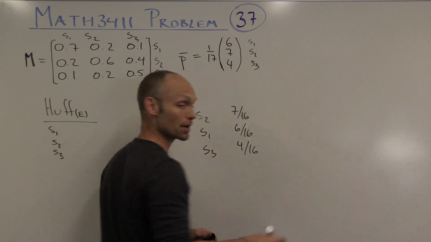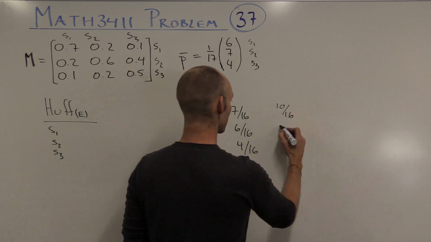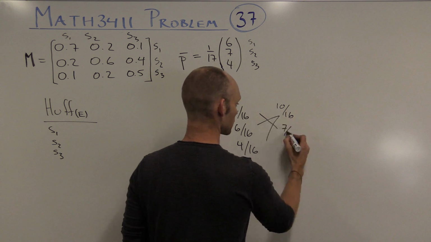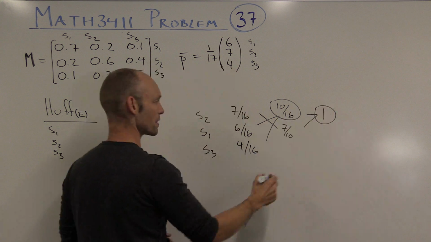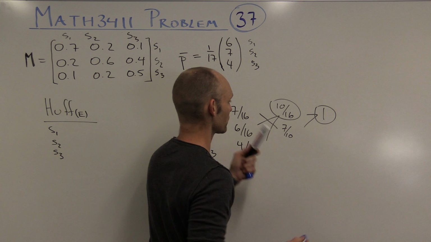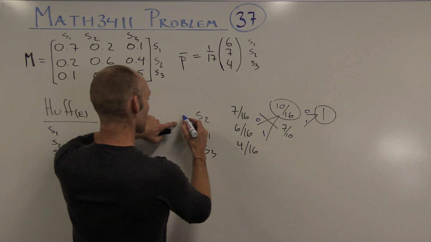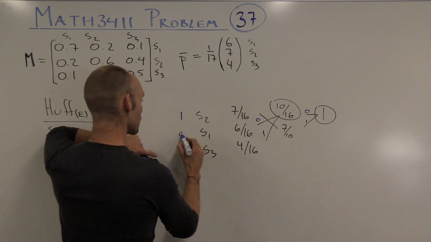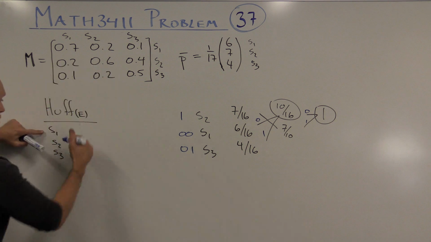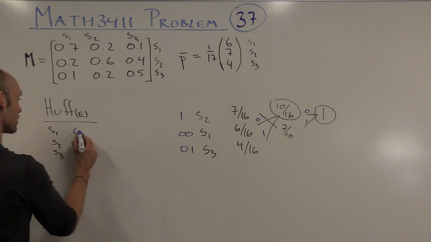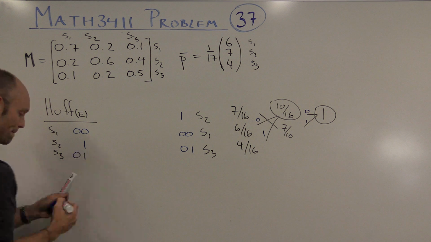And then we just perform the Huffman algorithm on these. 6 and 4 is 10. And then we combine these and we get 1, and we're done. Now we just have to go backwards in the splitting up phase. So we have 0, 1, 0, 1, and we get 1 there, and 0, 0, and 0, 1. Okay, now we have the first code here. S1 was encoded by 0, 0, S2 by just 1, and then we have 0, 1 there.